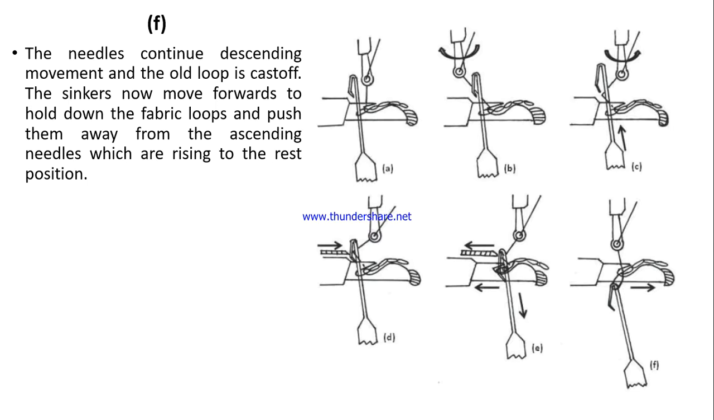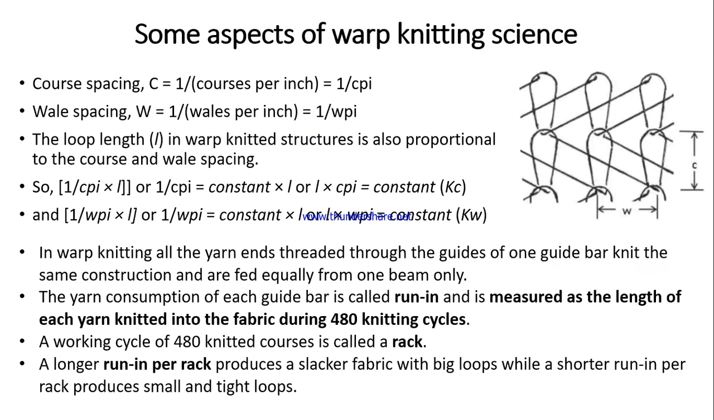You can get this information on the mechanism of loop formation from any textbook. You just go through that, and I think you will be able to understand the loop formation. The basic steps and mechanism will be the same, but the knitting elements will be different. Now come to some aspects of warp knitting machines. Here I shall discuss some structural parameters and some aspects of calculations of warp knitting.